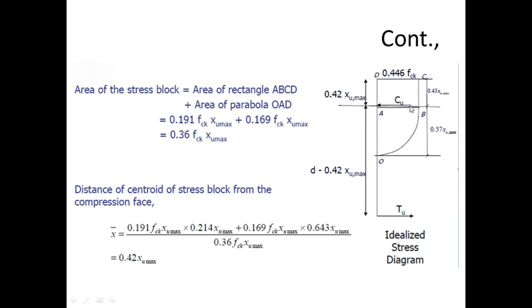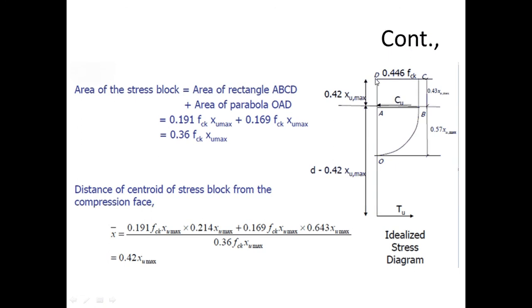So how much amount of force is going to act over here is the area, that is, the amount of stress is 0.36 fck into xu max. This was the area of your stress block diagram. So from this we can calculate the central point. What will be the central point over here? What will be the point of the neutral axis? So xu, the center of the axis, we have already calculated: 0.19 fck xu into 0.214, from the xu max, plus 0.169 fck. So from there we can calculate that 0.214 is going to come over here.